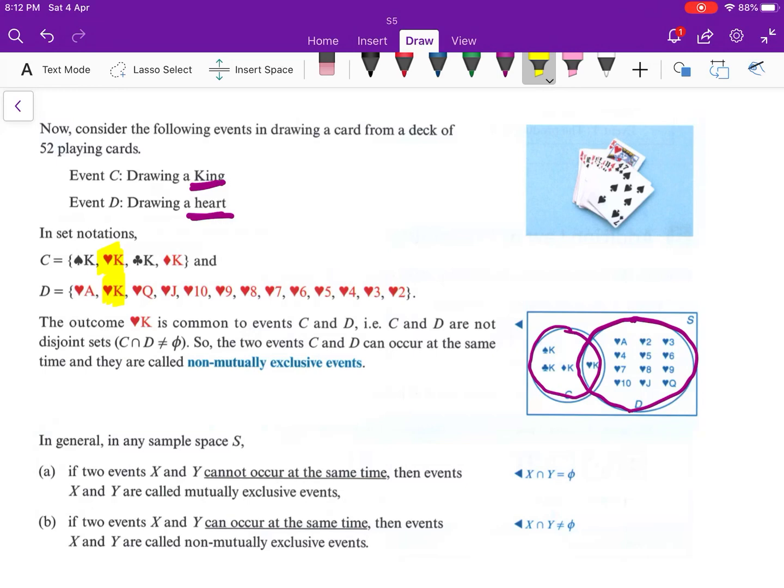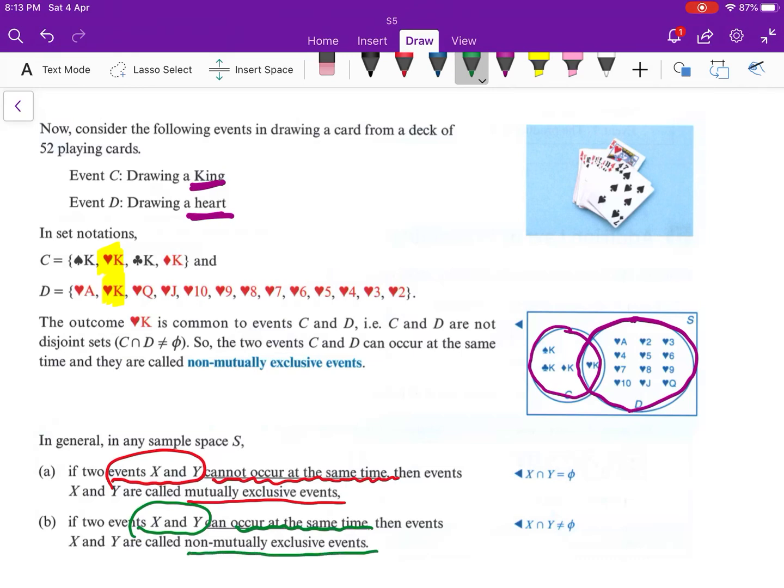So it is very easy to separate them. If you have two events, X and Y, and they cannot happen at the same time, they happen separately, and we call it mutually exclusive. What if events X and Y can happen at the same time, that is, an outcome can be in event A and event B at the same time? Then we call it non-mutually exclusive.